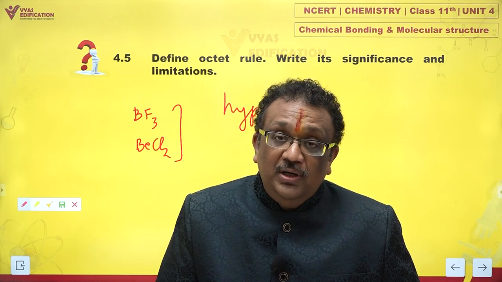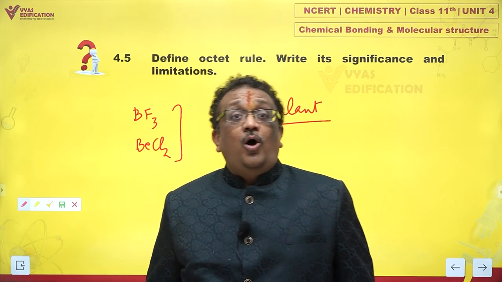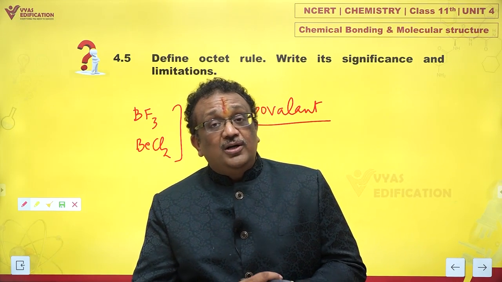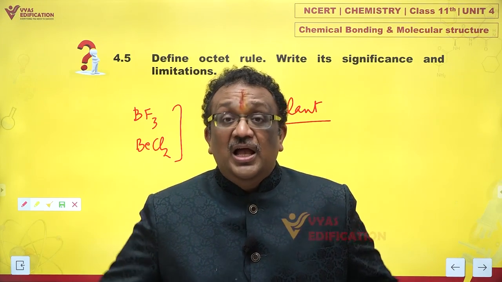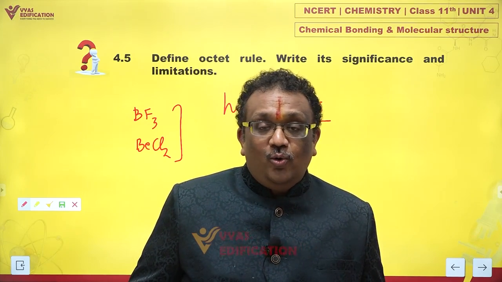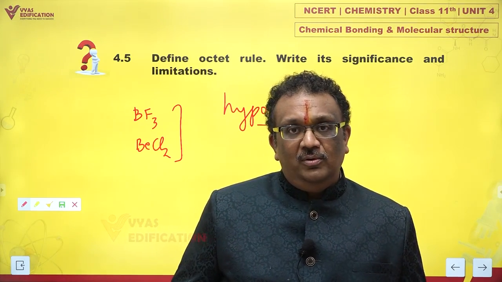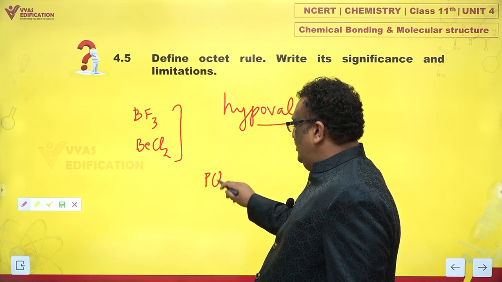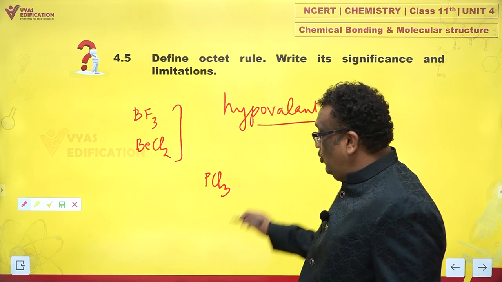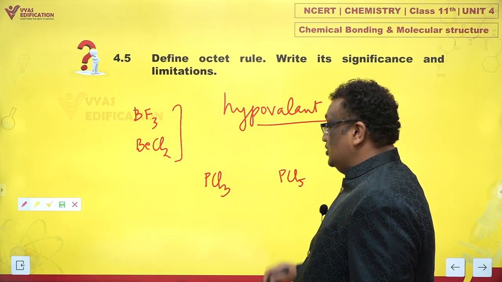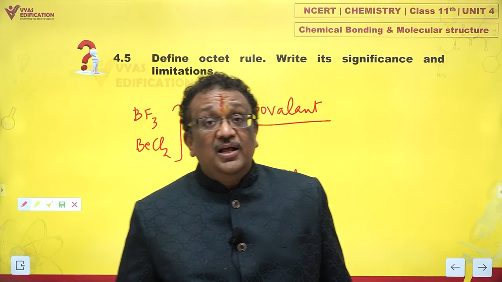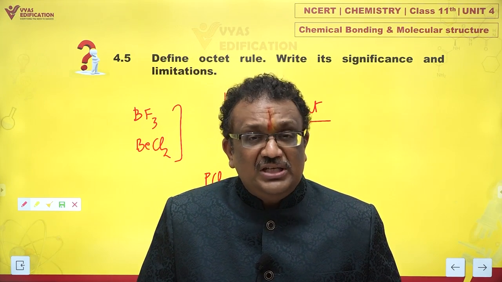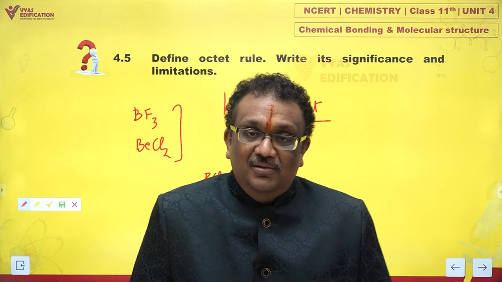Fine. Third point, from the third period onwards, the octet rule may or may not be followed. What does that mean? It means that the octet rule is totally at the mercy of atoms. Atoms, if they feel like, follow the octet rule. If they don't feel like, they don't follow. It's simple. Say, for example, PCl3 follows the octet rule and PCl5 does not. As a matter of fact, phosphorus in PCl5 contains 10 valence electrons, which is more than 8.